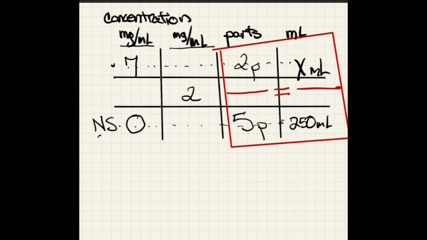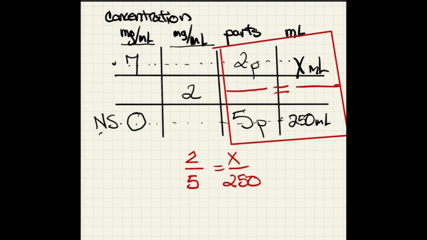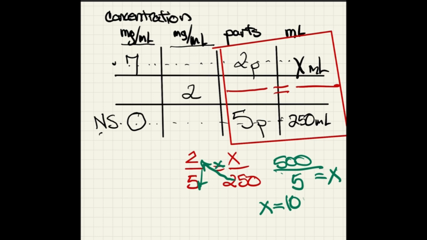I'm going to take these digits and just rewrite them below, so I can cross multiply and divide. 250 times 2 is 500. And then divide by 5. That's going to get us X. So X equals 100 mL.